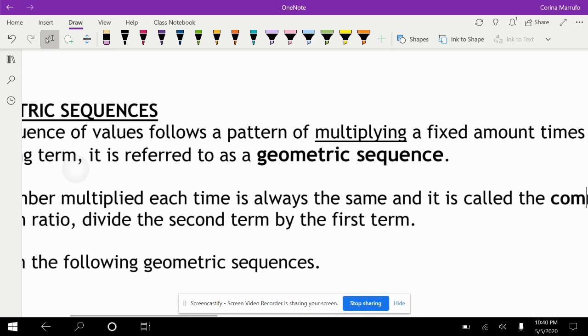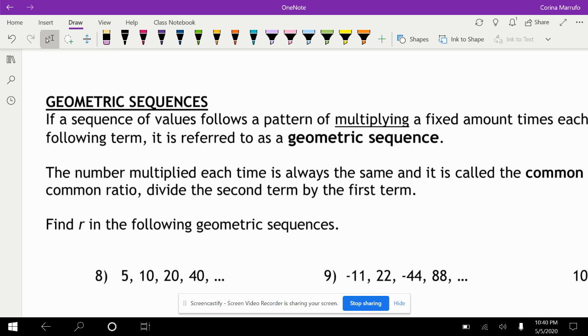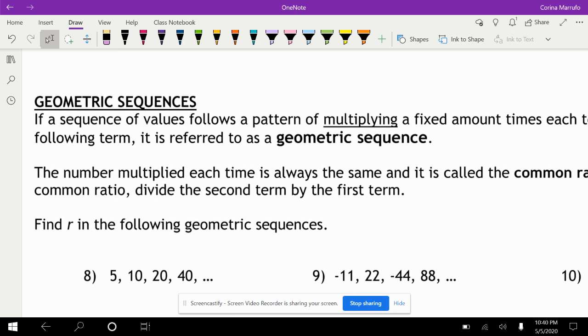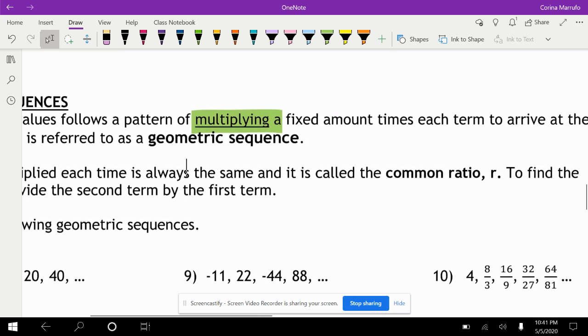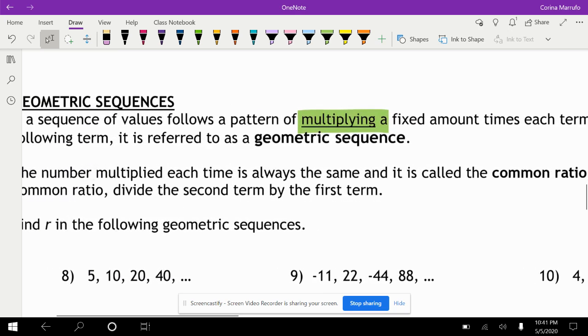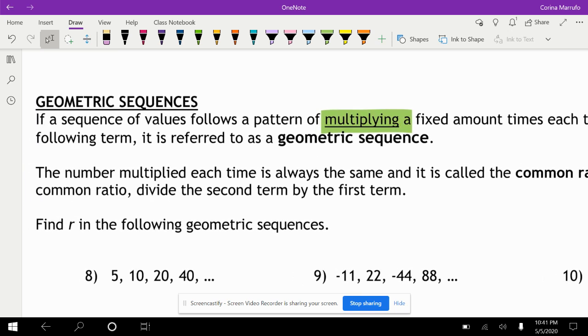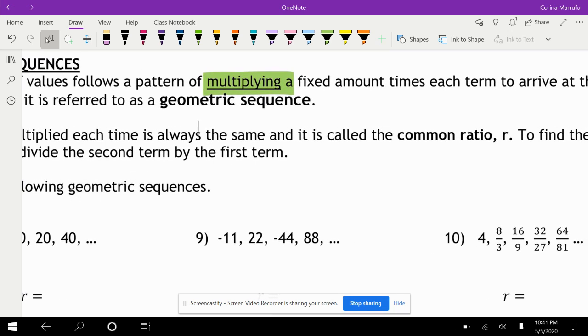Let's look at the next section. Now we have geometric sequences. If a sequence of values follows a pattern of multiplying by a fixed number times each term to arrive at the following term, it is referred to as a geometric sequence. The number multiplied each time is always the same, and it is called the common ratio.